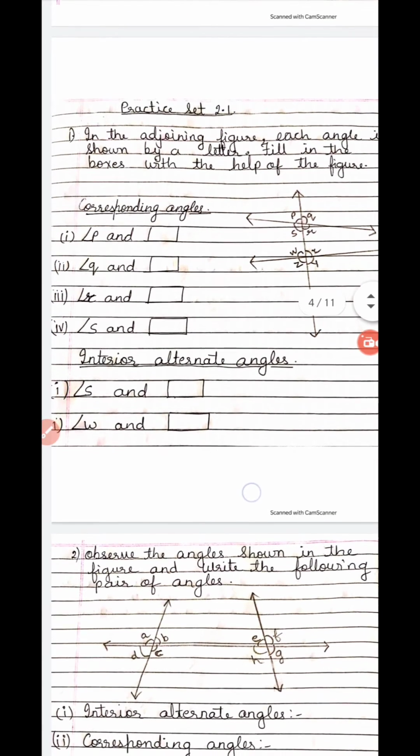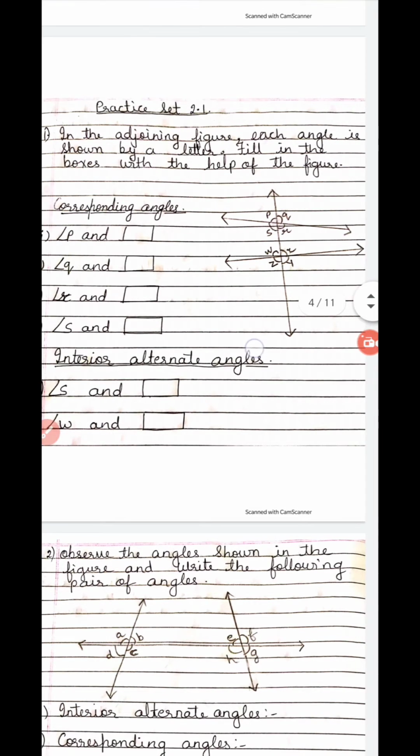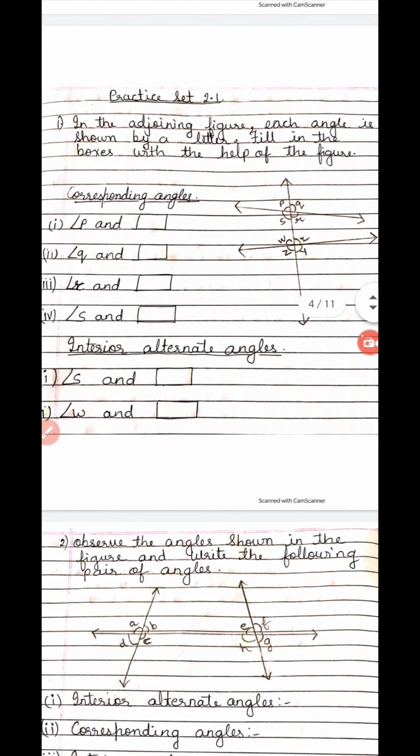Now let's start with the exercise. We can see over here corresponding angle. In the adjoining figure, each angle is shown by a letter. We can see over here P, Q, R, S, W, X, Y, Z. So we can see these letters in the figure. Now fill in the boxes with the help of the figure.